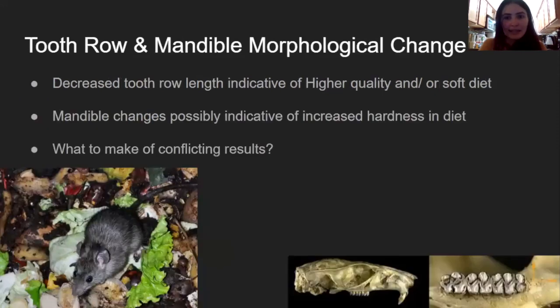Okay. Then if we're looking at the next 2, it's tooth row and mandible morphological change. So for the teeth, they found that the tooth row length was smaller. They found a decreased tooth row length, which is indicative of higher quality and/or softer foods. I thought in this part of the paper, they brought in a good amount of different research. And I thought it was really, really strong because it was research on other brown rats, which I thought was really important. And then also they found this higher quality diet.